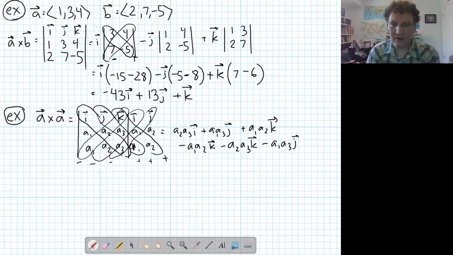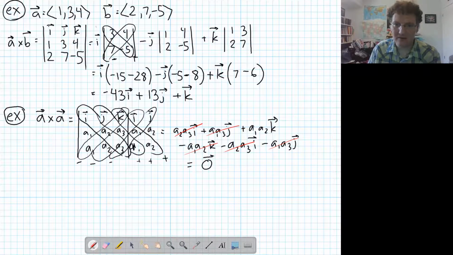We have A2, A3 I plus, did I make a little mistake? I did make a little mistake. The second one should be I, not K. That's an I. Okay, back to what I was about to say: A2, A3 I minus A2, A3 I. So this and this cancel. And then we have A1, A3 J minus A1, A3 J, that cancels. A1, A2 K minus A1, A2 K cancels. So what we get is just the zero vector. So here's a fact: any vector crossed with itself will give you the zero vector.